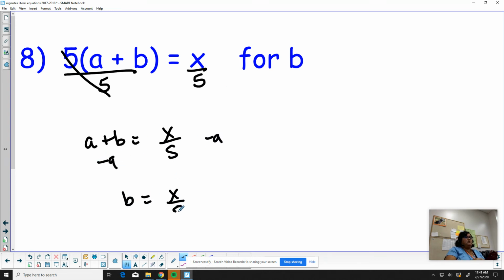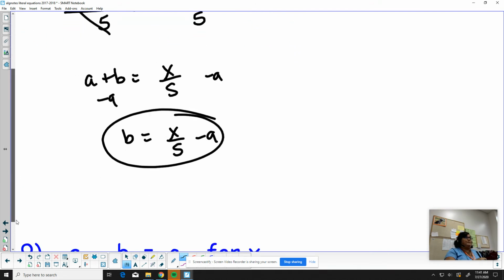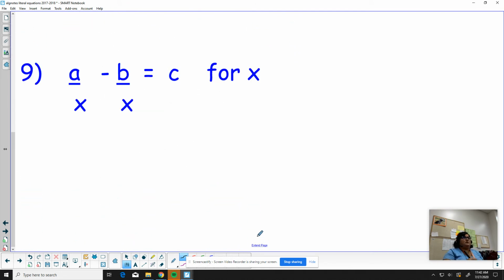And that would also be a correct answer. That would be still alone in the front. I just did it a kind of a backwards way, and that's totally fine. Both ways right. Okay, let's try this one.